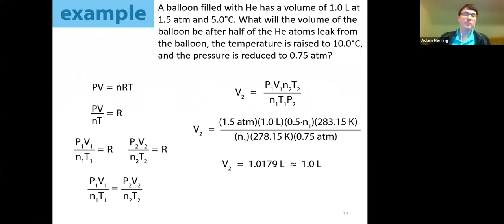We did. But because we changed multiple at once, and they each had different effects on the volume, decreasing the pressure would increase the volume, increasing the temperature would increase the volume, but decreasing the number of moles would decrease the volume. So it turns out that they actually balanced each other out.